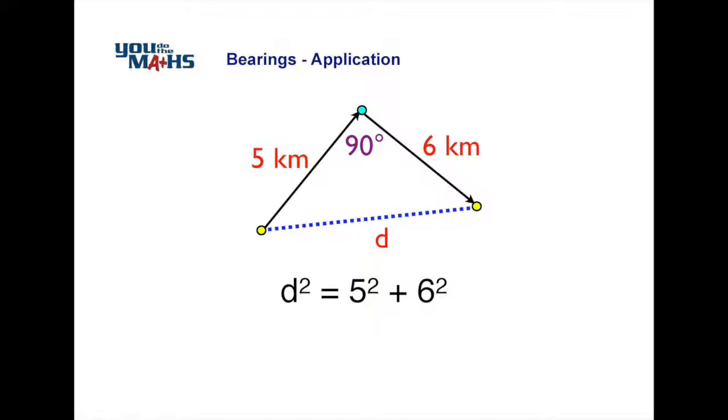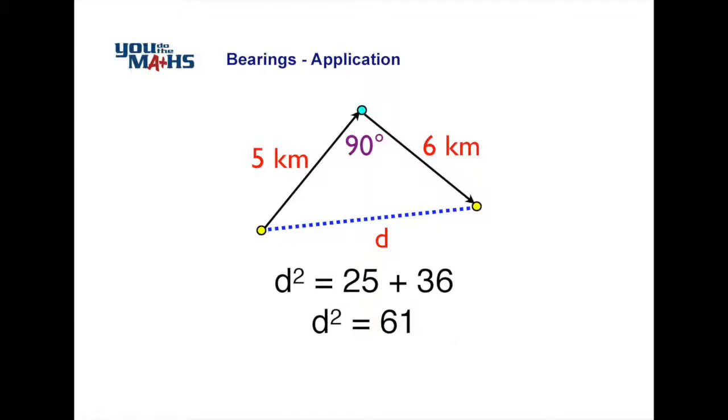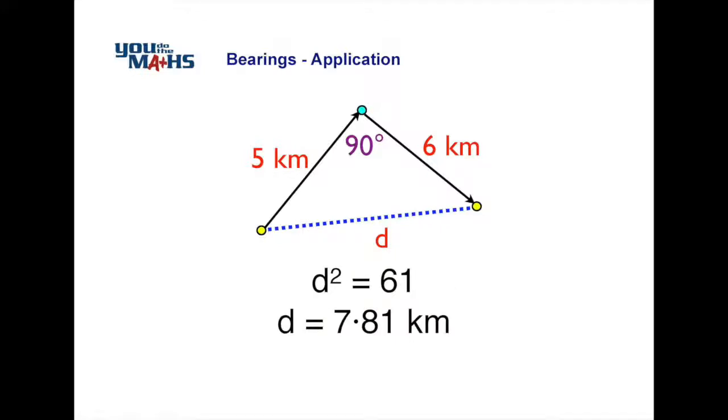So using Pythagoras, d is the hypotenuse, so d squared is equal to the sum of the squares of the other two sides. 5 squared is 25 and 6 squared is 36. Putting those together we get that d squared will equal 61. So now all we need to do is solve for d by taking the square root of both sides, and we get the distance from the start to the finish is 7.81 kilometres.